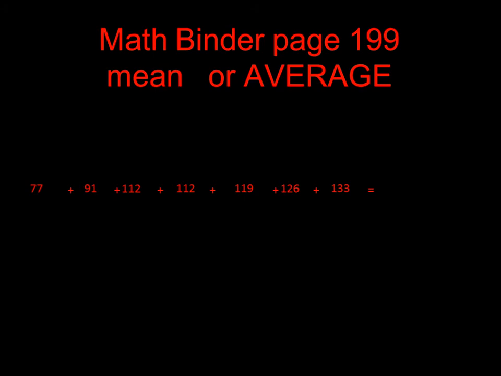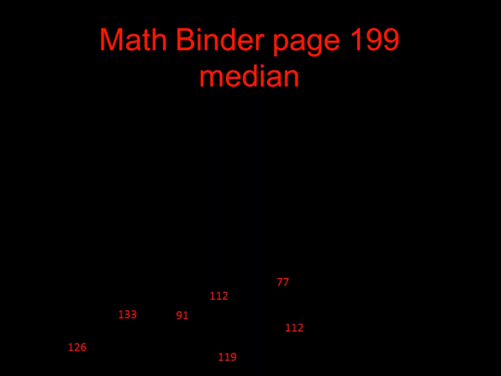We're adding all of them up, and we get 770. And then we're going to divide 770 by 7, for all the numbers that are here. And then we get 110 as the mean. That's easy. Good job. And now we're trying to find the median.